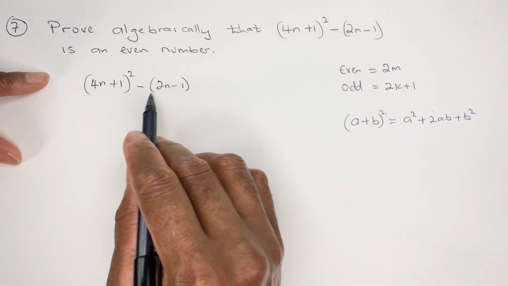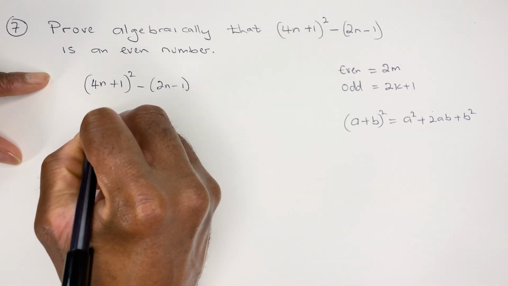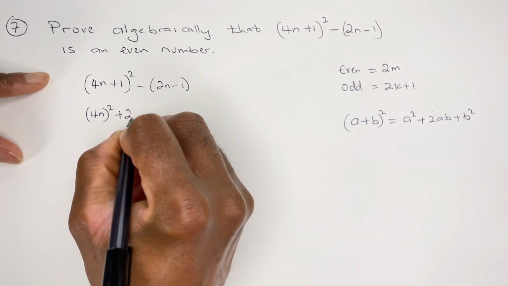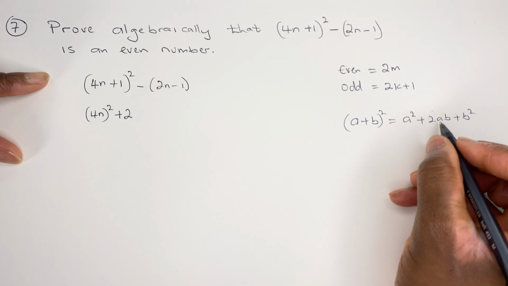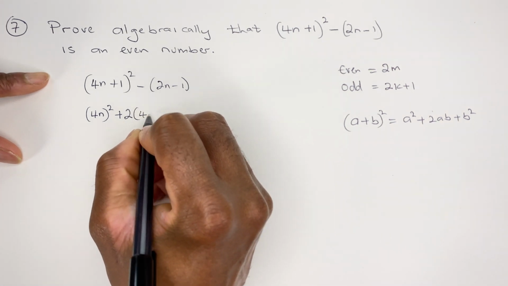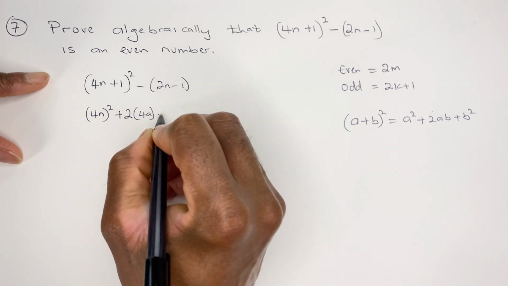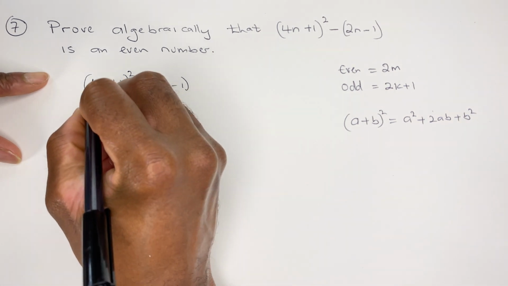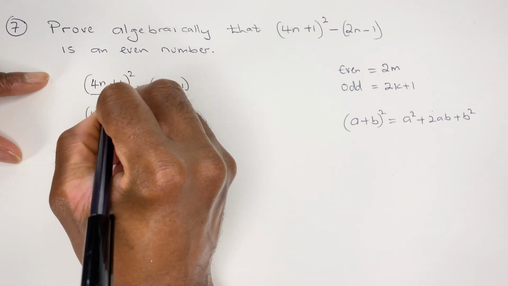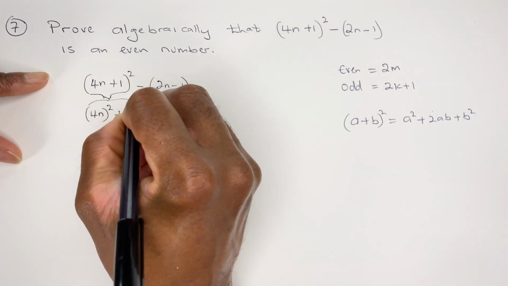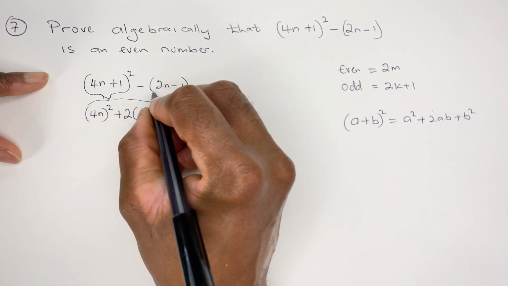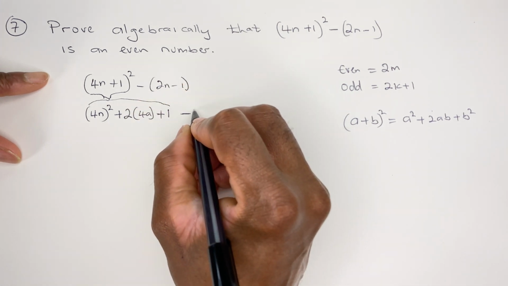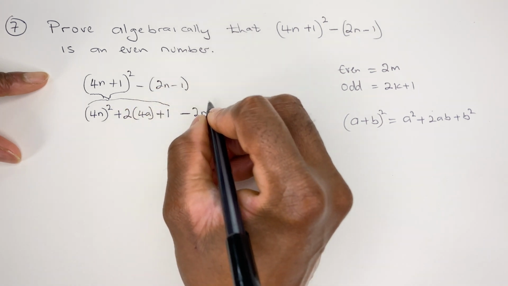So I'm going to expand this now, and so I'm going to get 4n squared plus 2, and my a is 4n and b is 1, so it will be times 4n times 1, plus b squared, which is 1 squared, so that's just 1. So that together is this bracket here. And then I need to do the minus. So minus times 2n is minus 2n. Minus times minus 1 is plus 1.